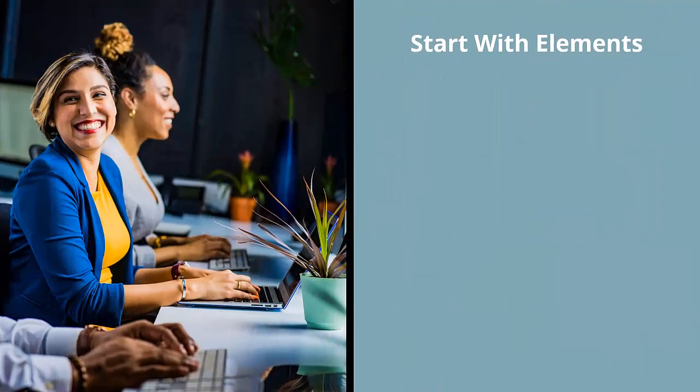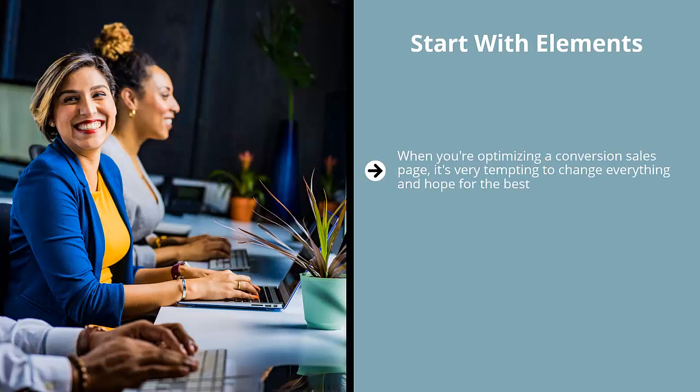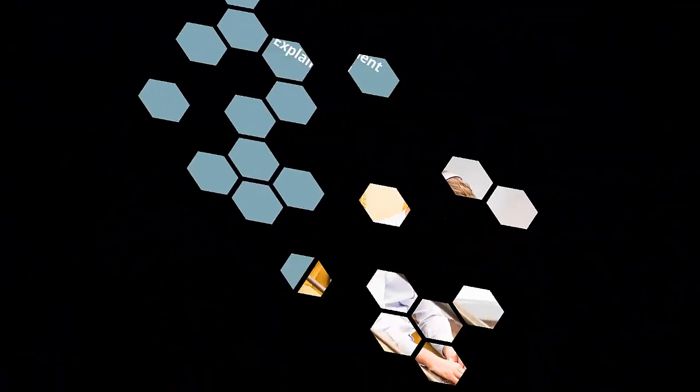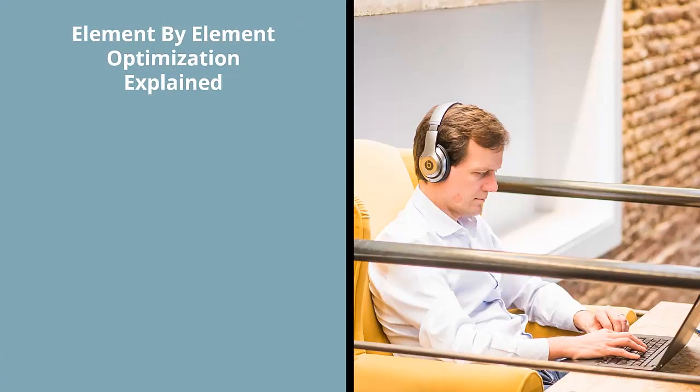Start with elements. When you're optimizing a conversion sales page, it's very tempting to change everything and hope for the best. I'm telling you, that strategy is no strategy at all, because even if you're successful, you don't know which change accounted for your success. What if you can tweak other elements to get even better results? Unfortunately, if you just changed everything, you're left in the dark as to which change actually accounted for the drastic improvement in your results. Element-by-element optimization explained.